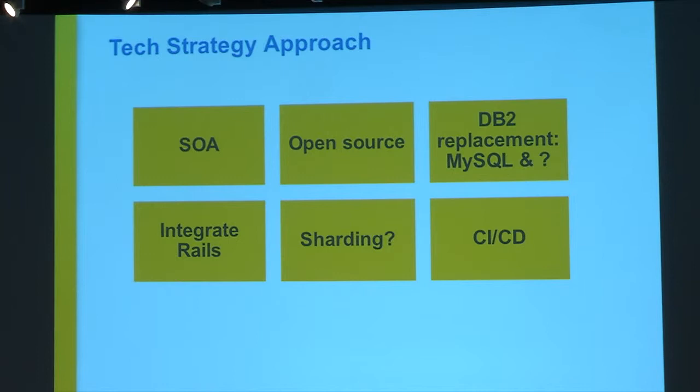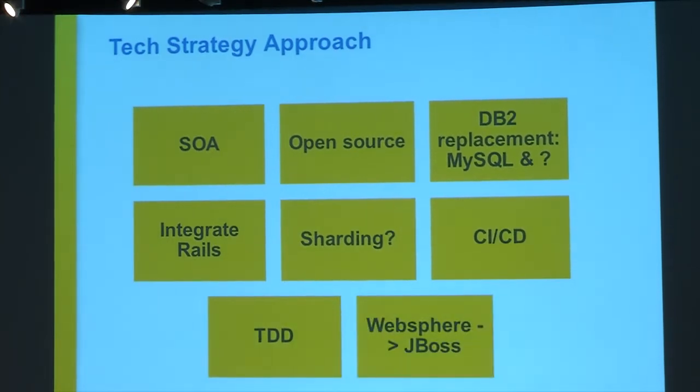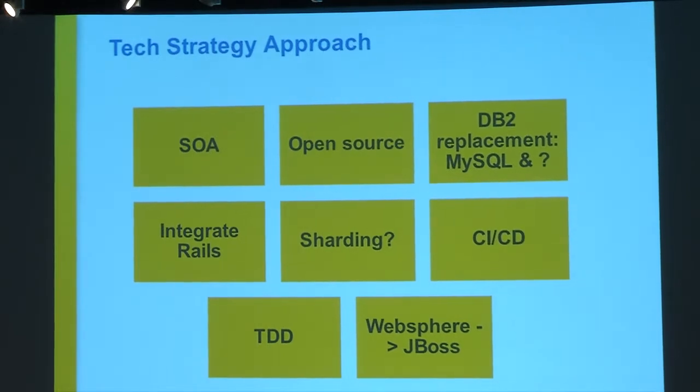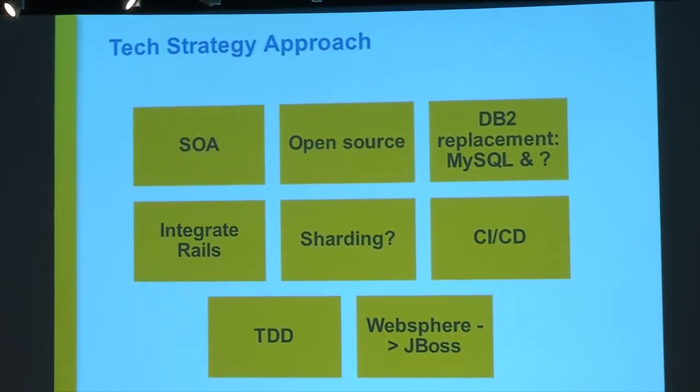Continuous integration, continuous delivery of software. All technologies across all the tiers, including the data tier, have to support this, right? Schema tolerance, all of these types of things. Test-driven development and going from WebSphere to JBoss. So these were the cornerstones of the technology choices and the way we made decisions when we picked technologies.